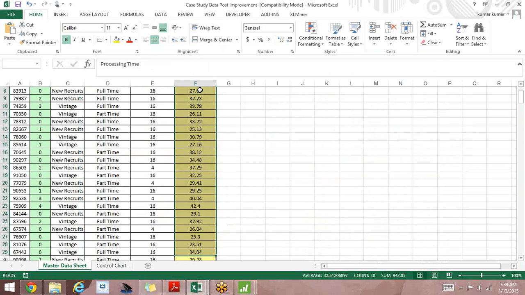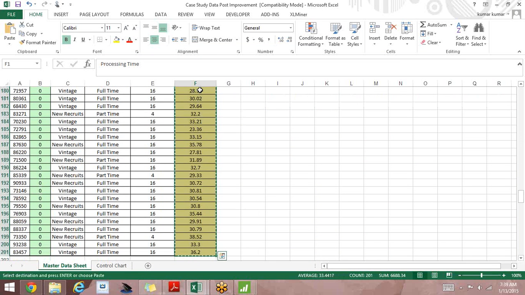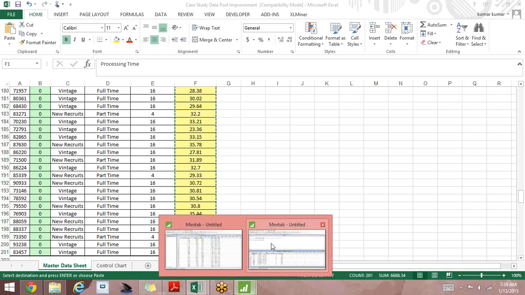So what I have to do is simply, this is processing time post improvement, right? I copy this, I go to the Minitab file.